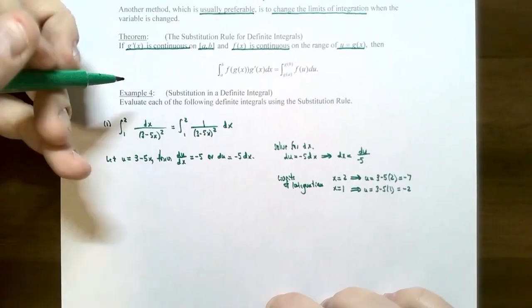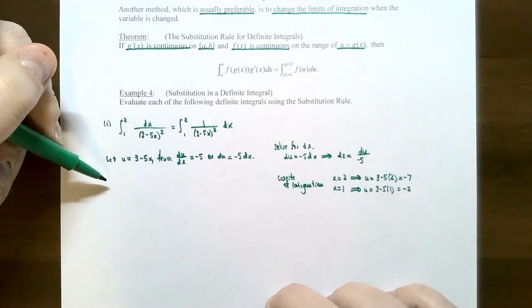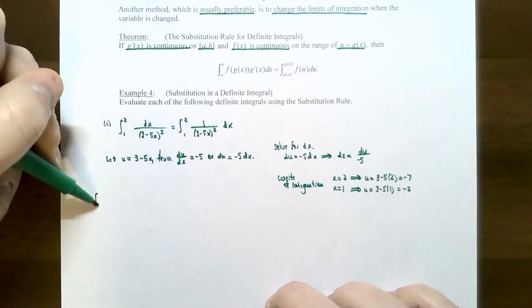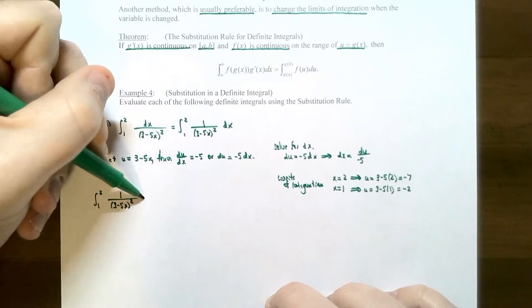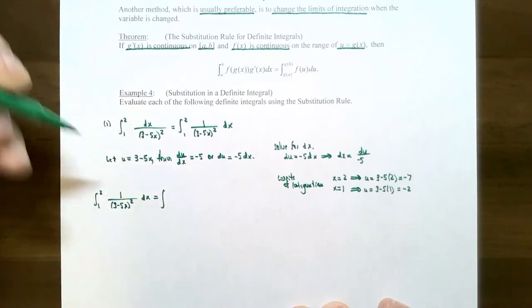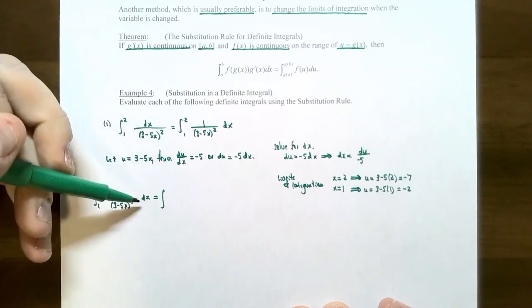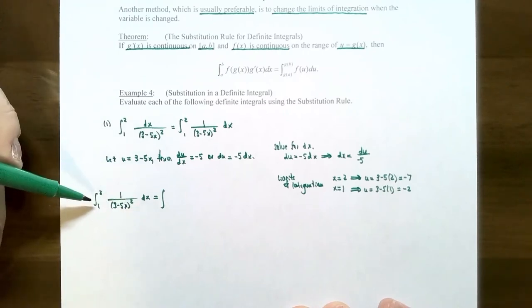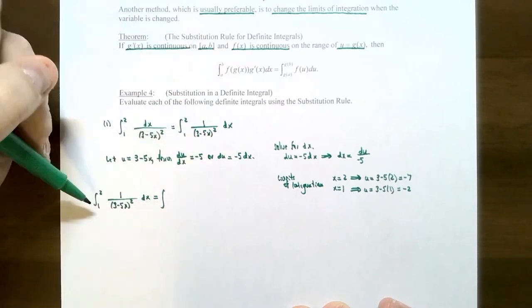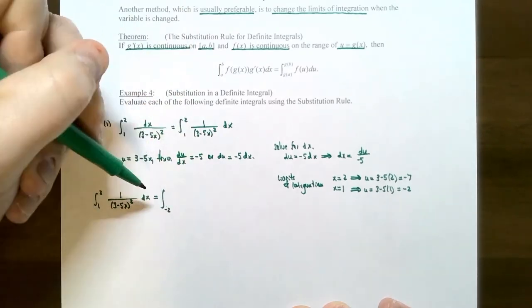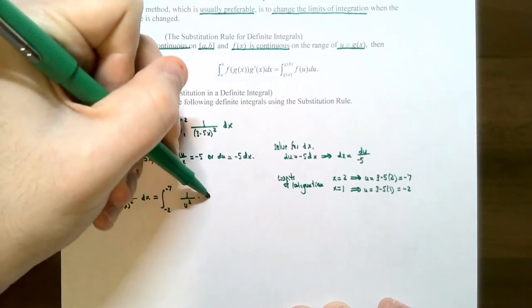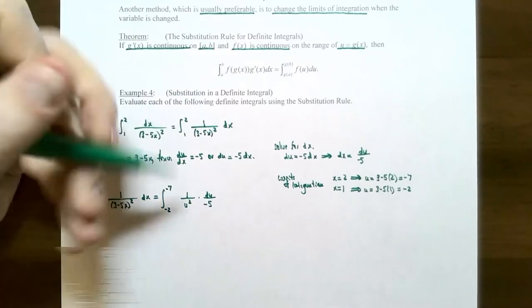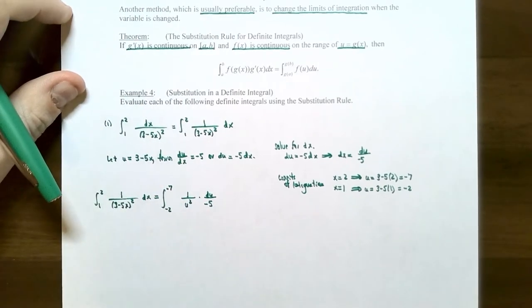So let's return to the original definite integral. It is the integral from 1 to 2 of 1 divided by (3 subtract 5x) all to the second, dx, is equal to... So I'm changing the integral to be in terms of u, the dx to be in terms of du, and I'm changing the limits of integration to be in terms of u as well, all the same step. So 1 becomes negative 2 for u, 2 becomes negative 7 for u, 1 divided by u squared, and dx became du divided by negative 5. So everything in this integral is in terms of u and du. That's very important.